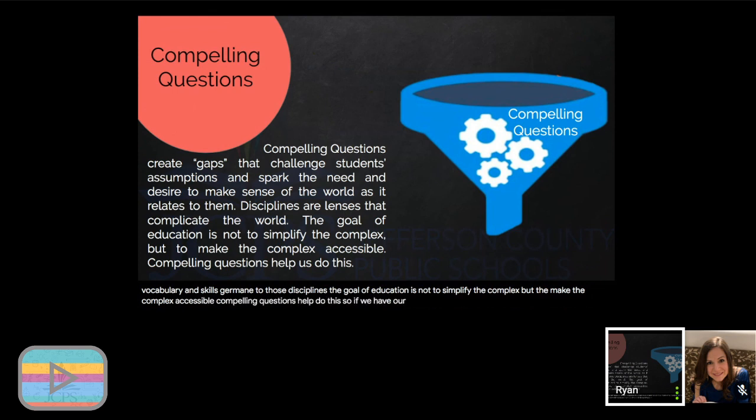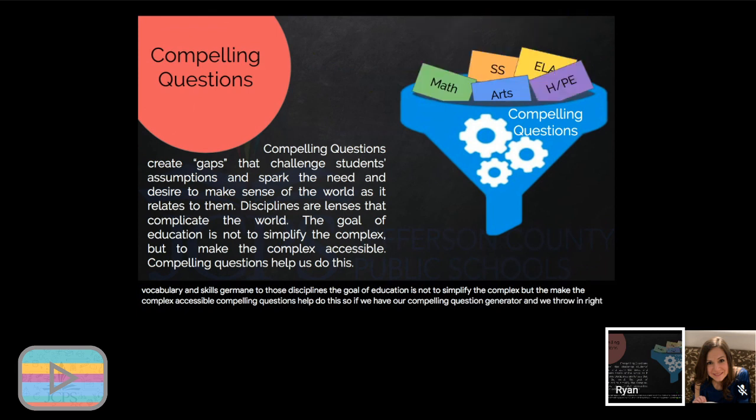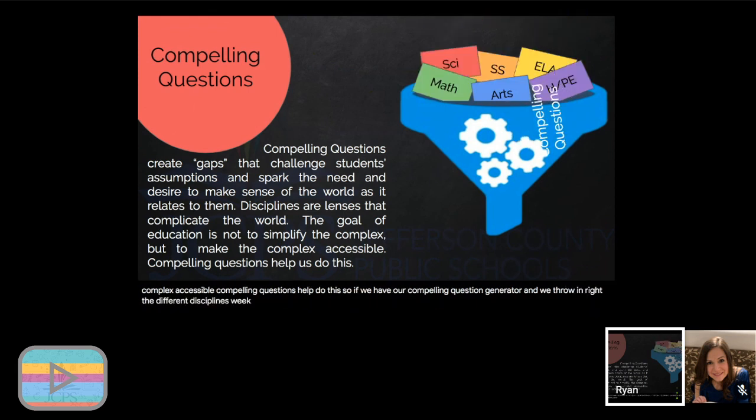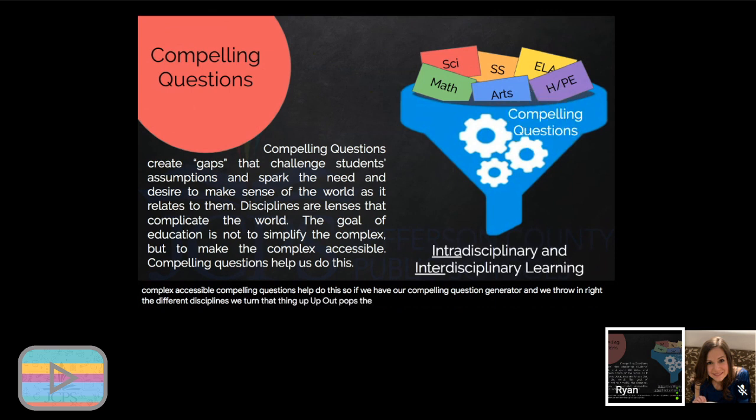So if we have our compelling question generator and we throw in, right, the different disciplines, we churn that thing up, out pops the opportunity to use compelling questions both in an intradiscipline way, right? So if you're here and saying, oh, how would I use these questions inside of chemistry? We've actually got a teacher at Central High School who did that. Or it could be interdisciplinary, right, as we're looking at today.